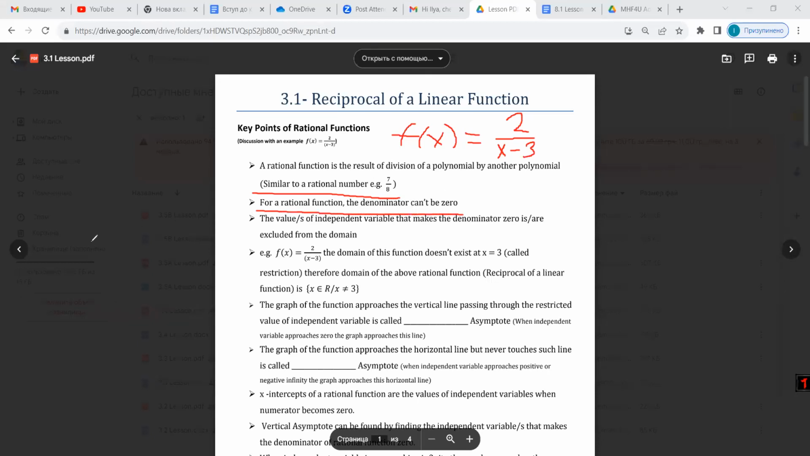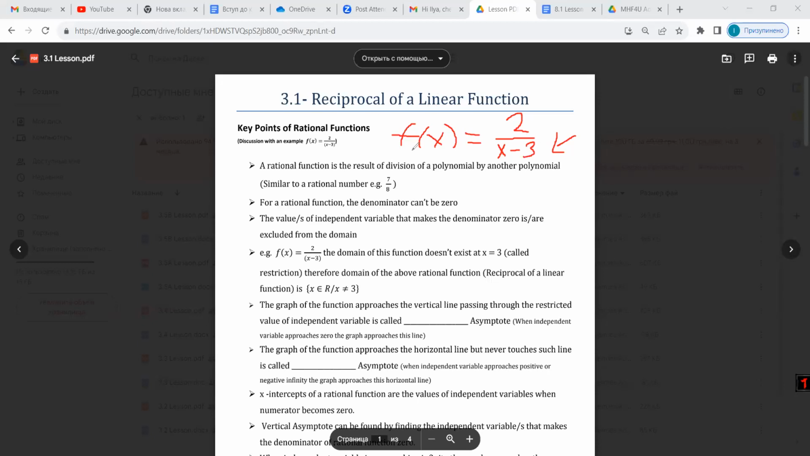There is an important thing to remember as well: for a rational function, the denominator can't be 0. So the bottom part cannot be equal to 0 because we cannot divide by 0. Just accept it as it is. It is a pretty complicated mathematical question to explain, and you don't really need to know that right now. Just accept the fact that the denominator cannot be equal to 0.